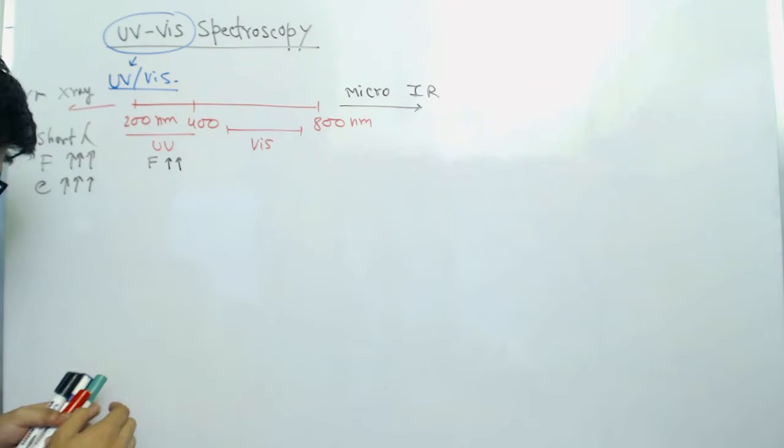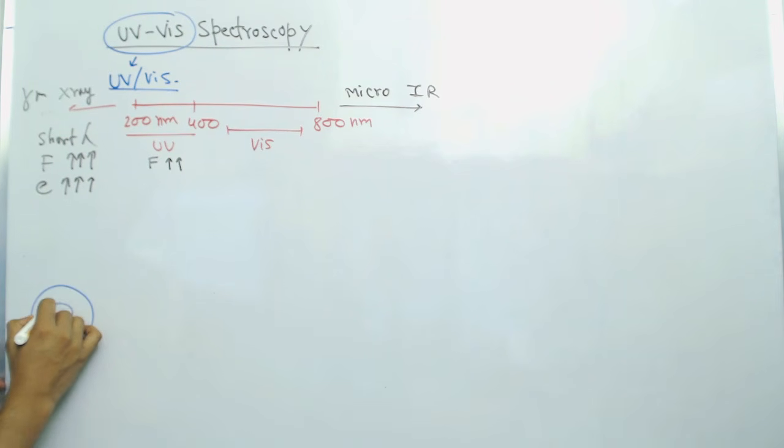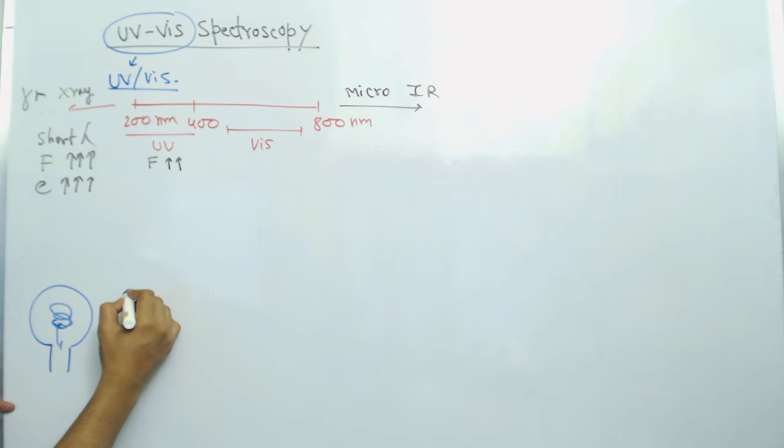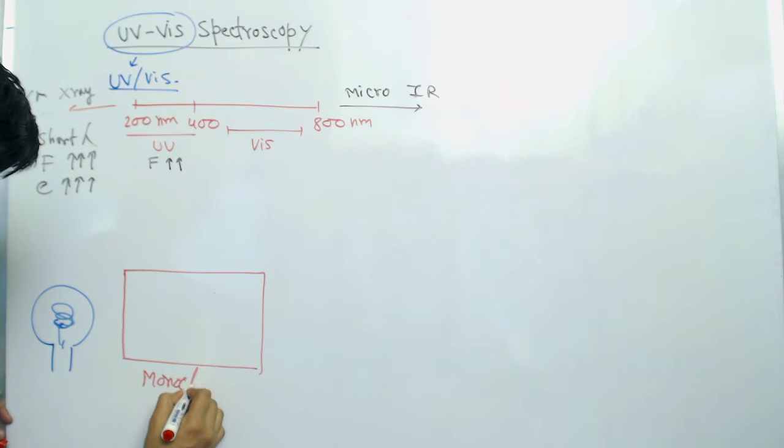Now if we look at the instrument, it goes like this: the source. Like any kind of light source, let's say a filament, this is the light source, and after the light source it has a separate unit known as a monochromator. Let me draw this unit. This is the monochromator.